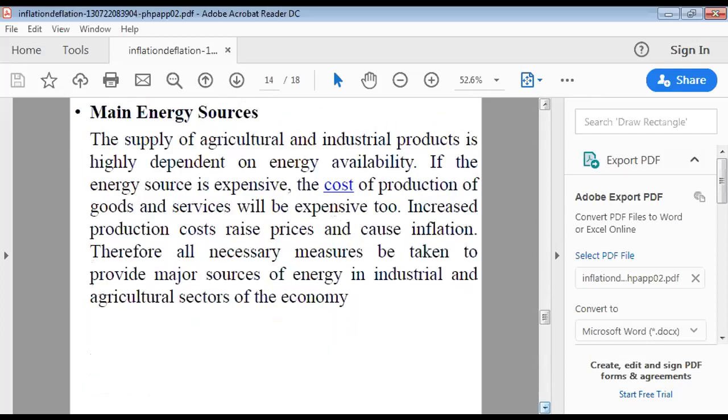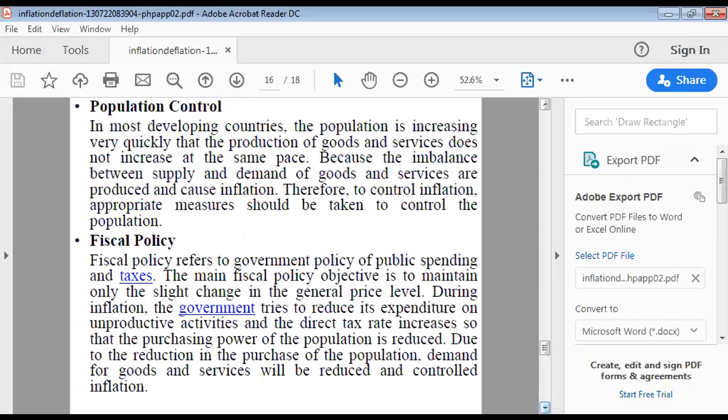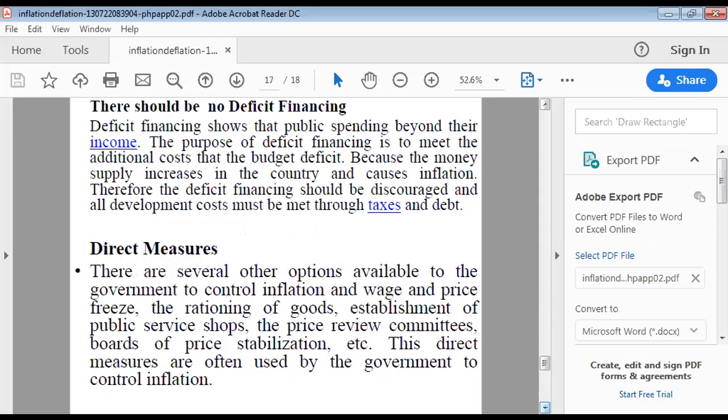We are almost through. Second measure is there should be no deficit financing. Let me quickly explain that. This comes up based on the budgetary allocation.